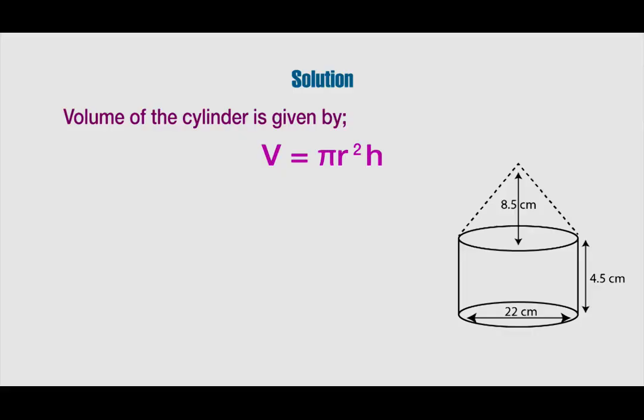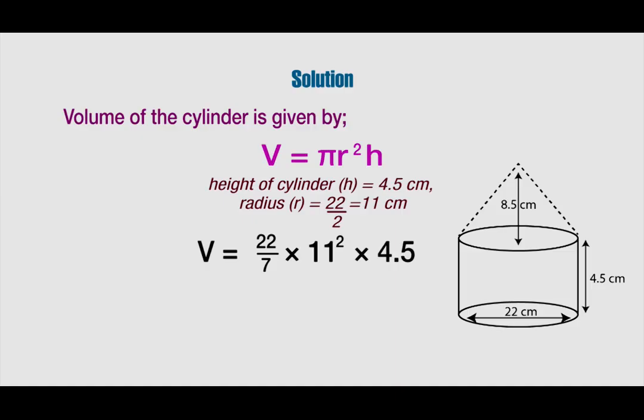We know the volume of the cylinder is V equals pi r squared h. In this case, our h, which is the height, is 4.5 centimeters with a radius r, which is 22 over 2, because we were given the diameter, so you have to divide by 2 to get a radius. And that gives us 11 centimeters. We do the appropriate substitutions, and we have V equals 22 over 7 multiplied by 11 squared multiplied by 4.5. And that gives us 1,711.286 centimeters cubed.